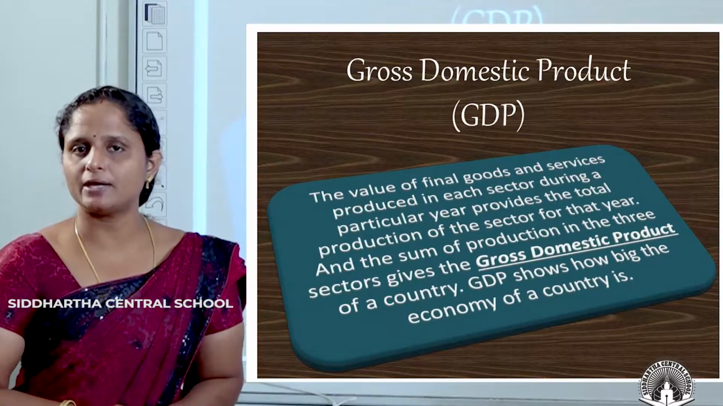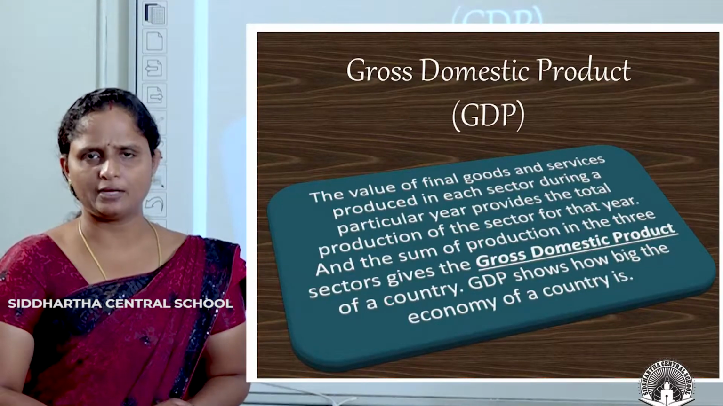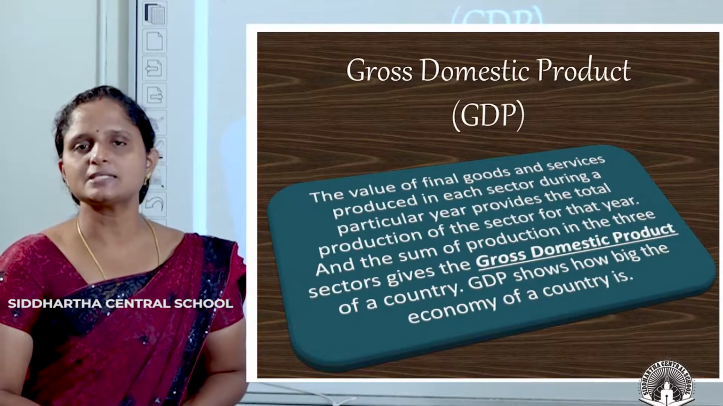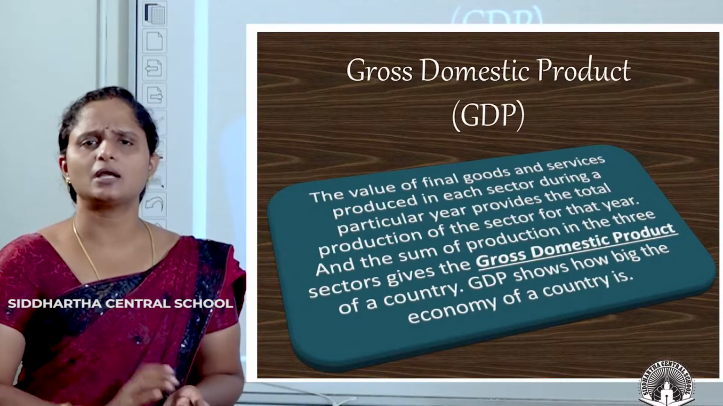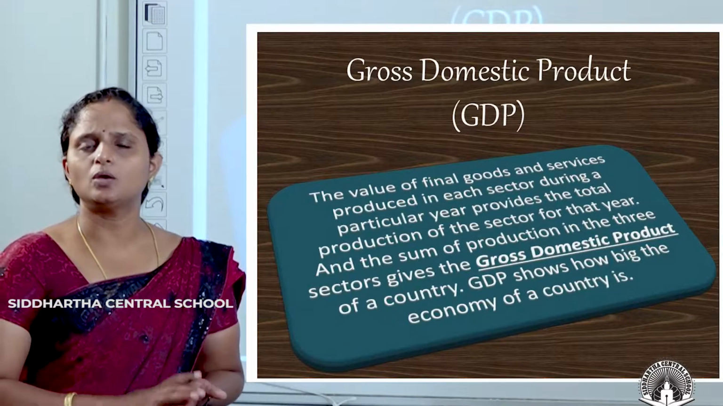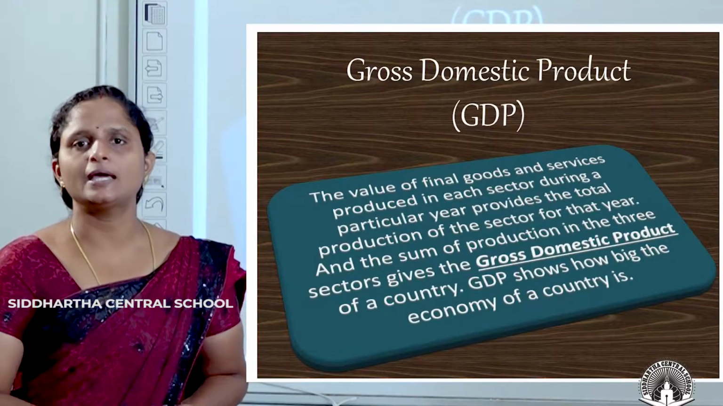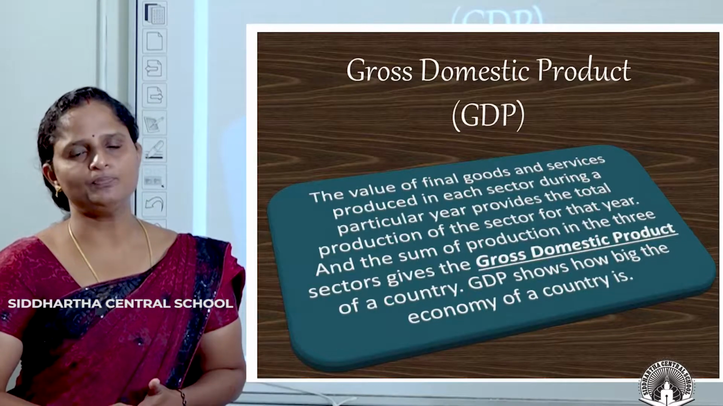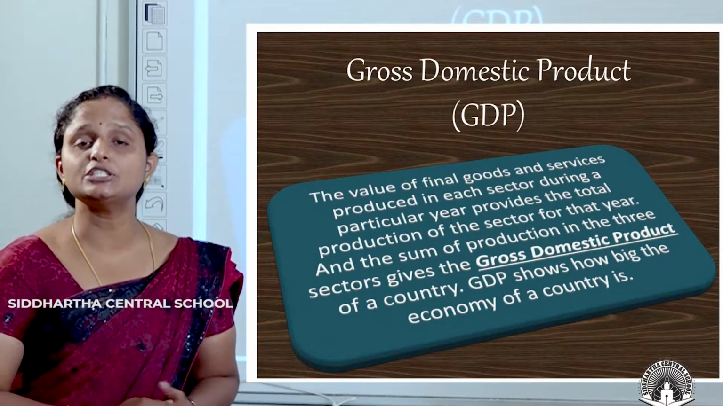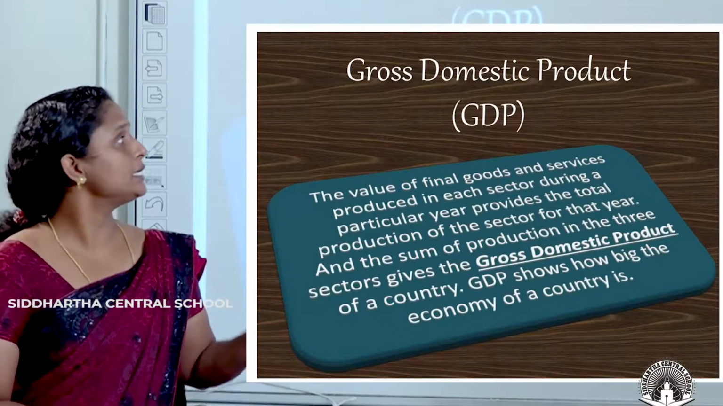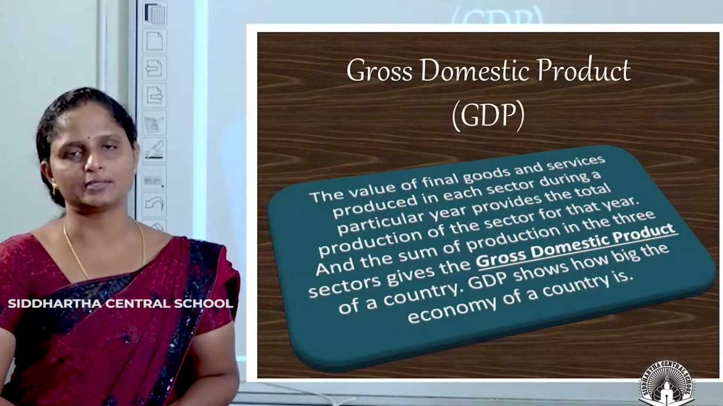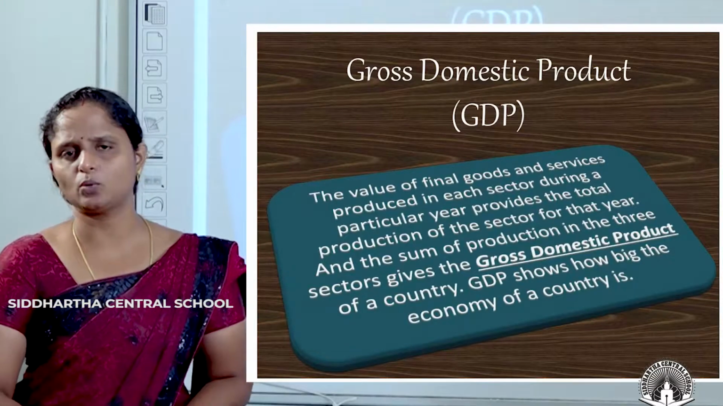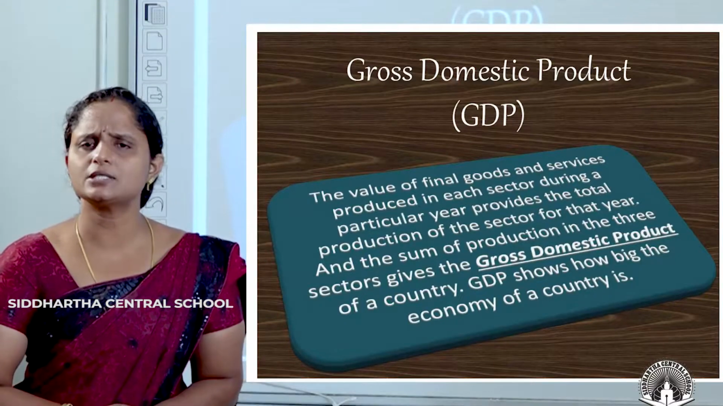Then we are having the secondary sector, which is otherwise known as the manufacturing, and the tertiary sector, which is also known as the service sector. And in the last class, I told you that while we talk about the sectors, when we are calculating the production in the economy, actually we talk about the GDP, or what we call the gross domestic product. Now what is this gross domestic product? How is it calculated? What is the importance of this GDP?